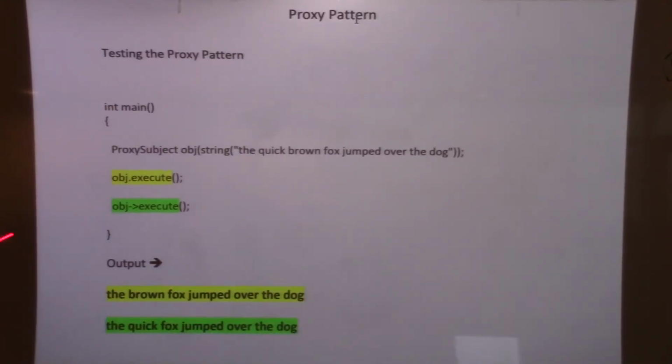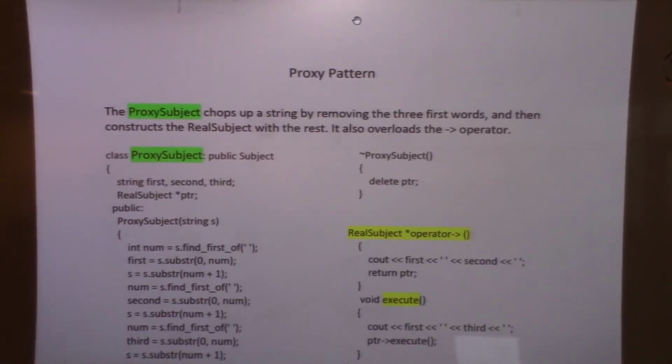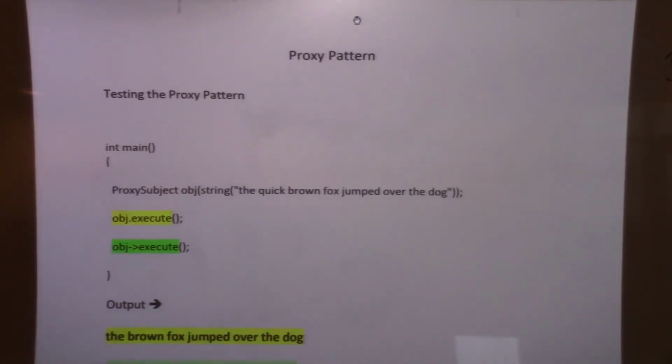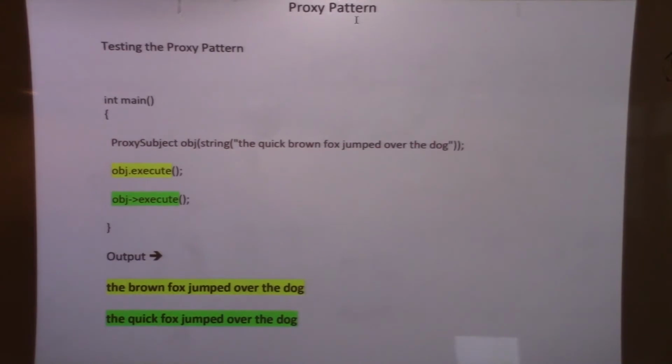So we have proxy subject obj, right? So proxy subject obj means that we are doing this one and we're passing in the string object, right? So it's doing all these things here. I'm just going to stuff them in here, and then it's going to say ptr, which is my local pointer to the real subject, is going to be new real subject with s, where s has already been substring. So it pre-processes this, right? So by the time I do this, it has already been pre-processed and the real subject has been created.